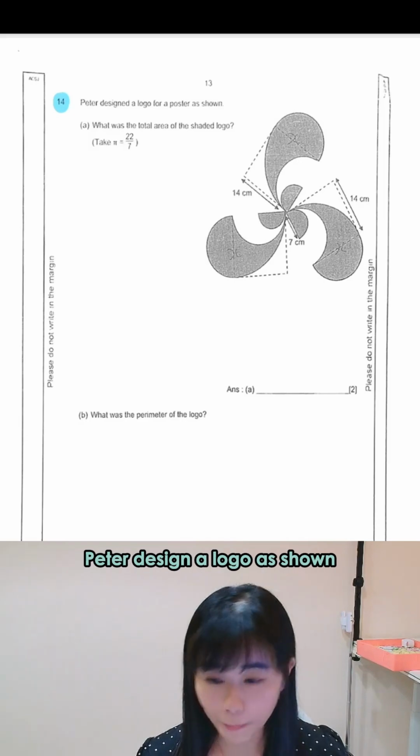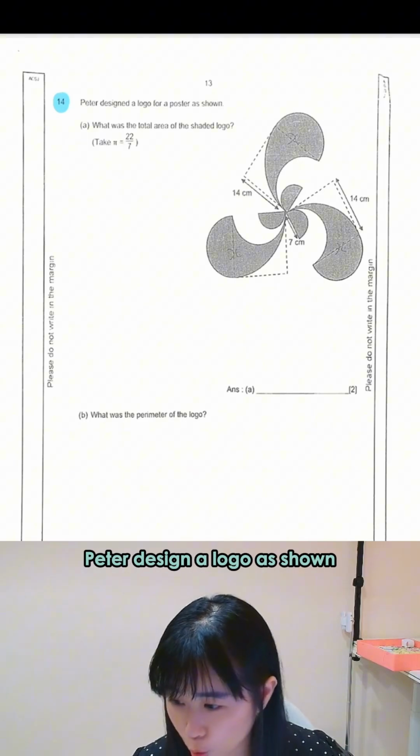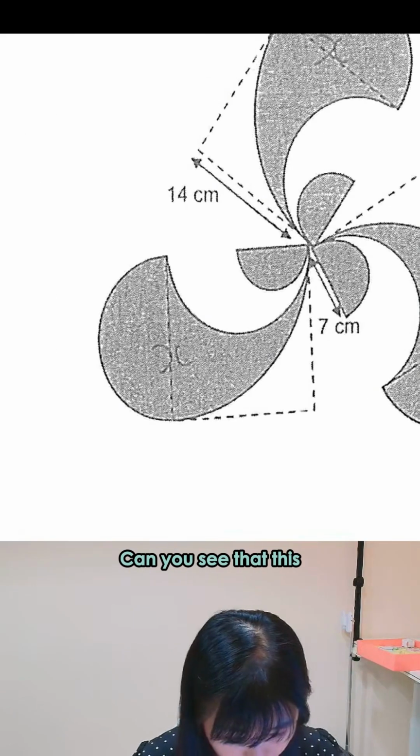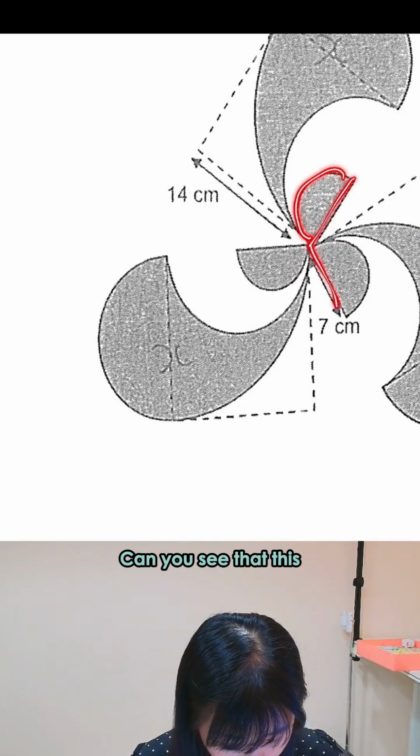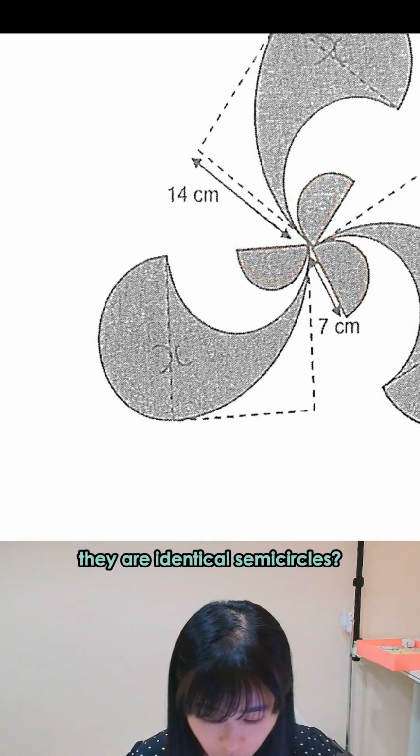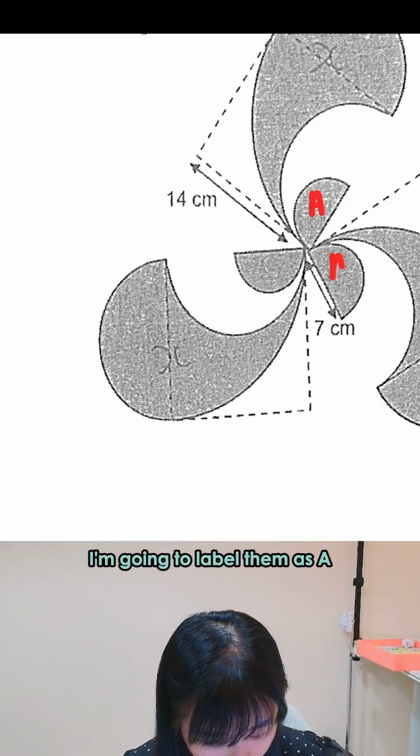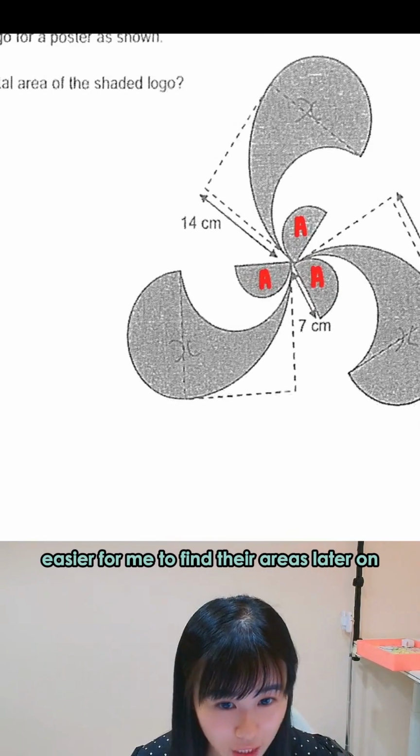At this question. Peter designed a logo as shown. What is the total area of the shaded logo? Can you see that these are identical semicircles? So if they're identical, I'm going to label them as A, A, A. Easier for me to find their area later on.